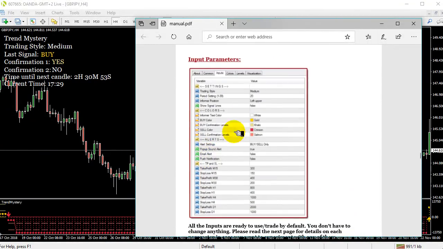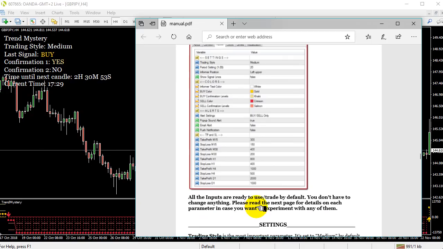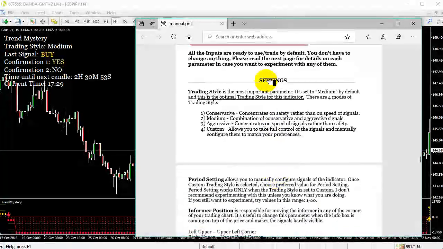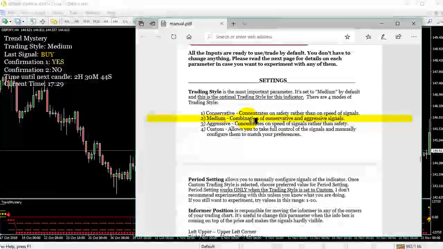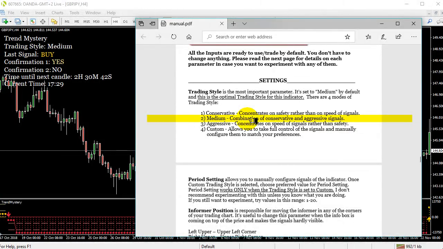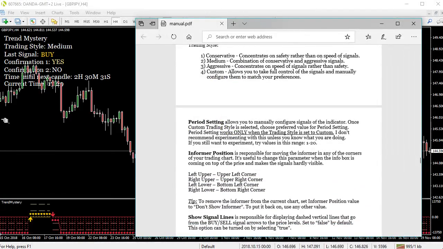Input parameters, I wouldn't change too much. You don't have to change anything exactly. Just leave it. Keep it simple. Trading style, medium. And what's kind of cool is it does give you different options: conservative, safety rather than speed of signals; medium, which is this one, a combination of both. And that's where I would stick. There's no need to start trying to find the perfect setting because there really isn't one.